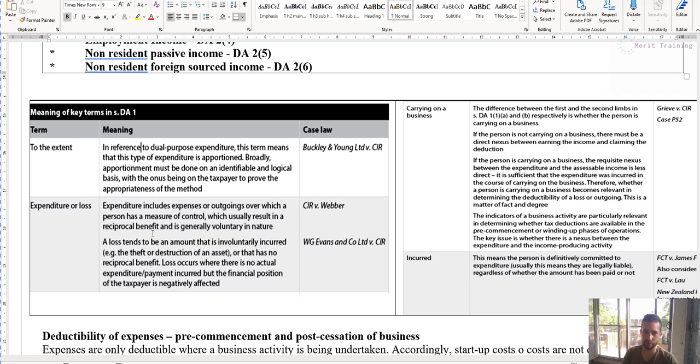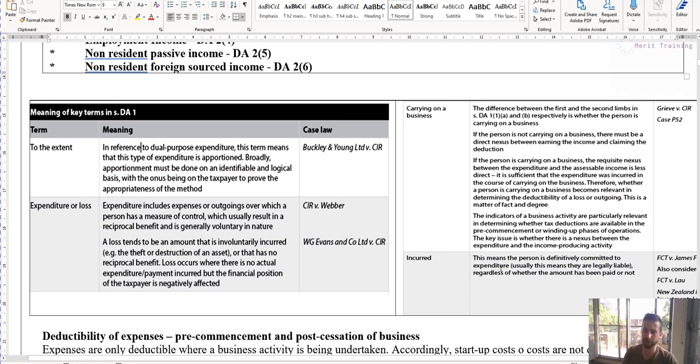Similar to "expenditure or loss", fairly self-explanatory in terms of what that means, but of course with tax, everything has a definition or a specific deep dive. So it's basically any outgoings over which a person has a measure of control, usually resulting in a reciprocal benefit, and generally voluntary in nature. A loss tends to be an amount that is involuntarily incurred, e.g. the theft or destruction of an asset, or has no reciprocal benefit.